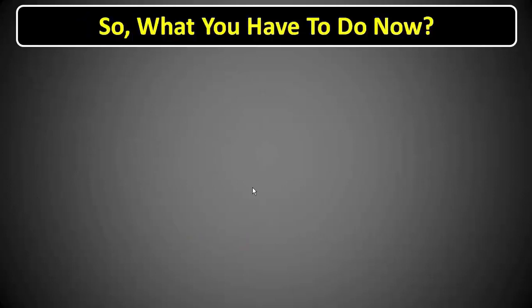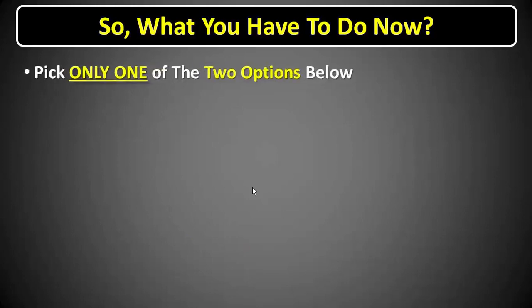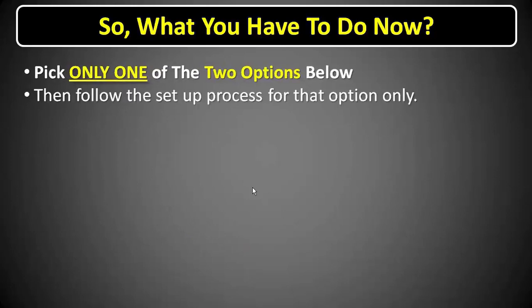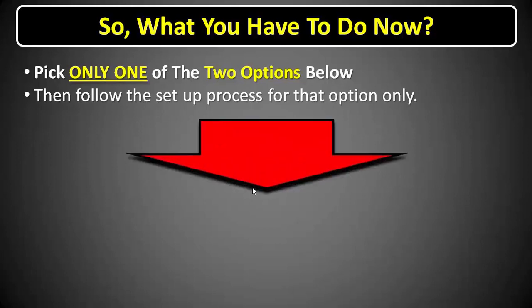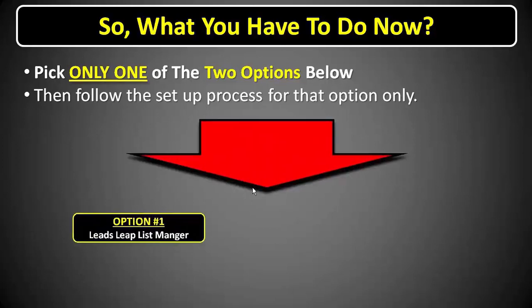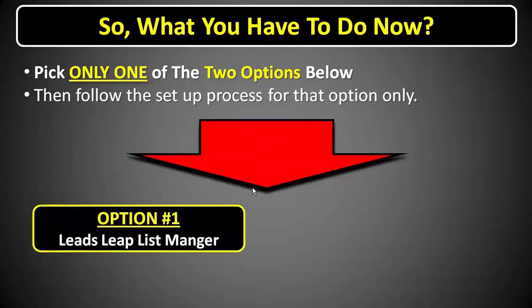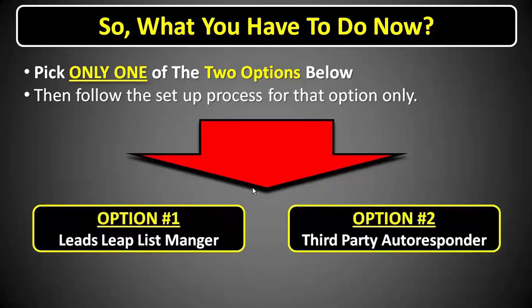So, what do you have to do now? All you have to do here is to pick only one of the two options below, then follow the setup process of that option only. And you'll find two buttons under this video to access those options. The one on the left will be option 1, which is the Leadsleap List Manager, and the other option on the right hand side under this video will be the third-party autoresponder. So just pick one of them.